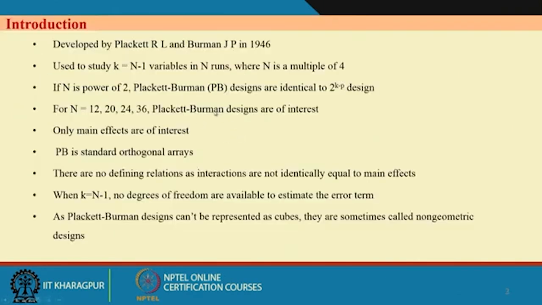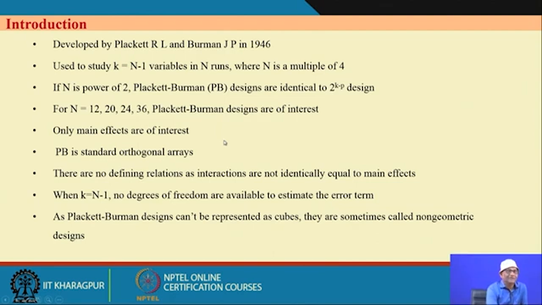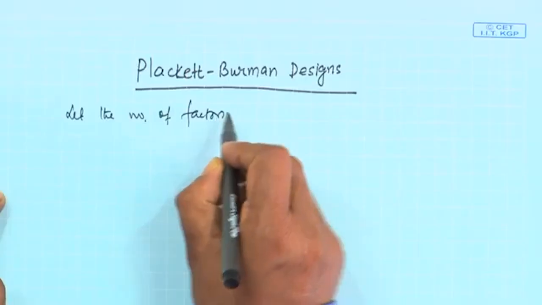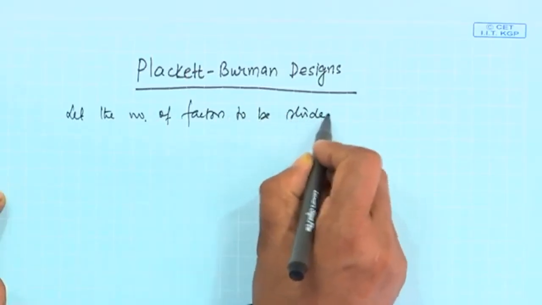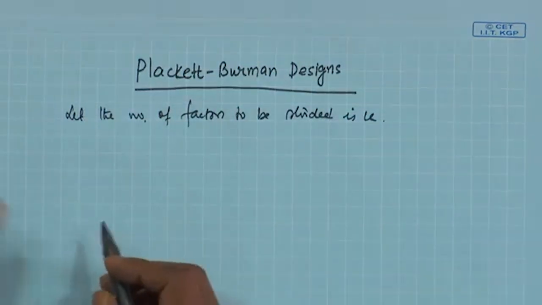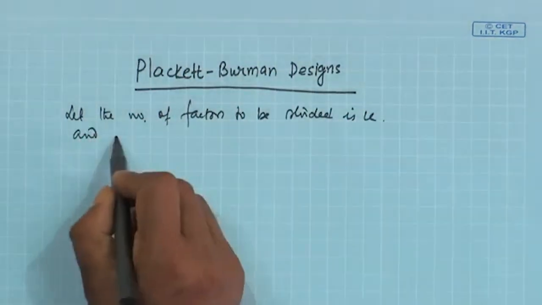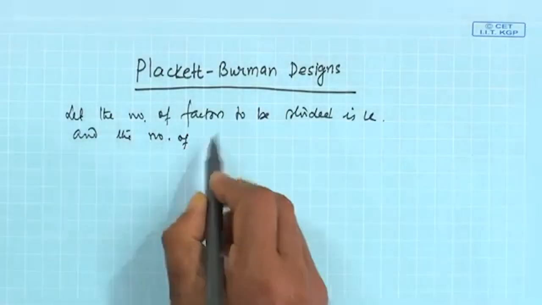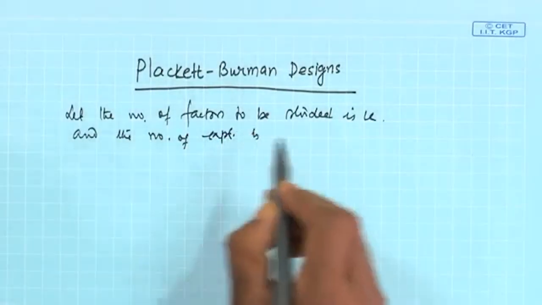So, Plackett-Burman design was developed by Plackett R L and Burman J P in 1946. This kind of design is used to study k equal to n minus 1 variables, where n is a multiple of 4. So, let the number of factors to be studied be k, and the number of experiments be n.